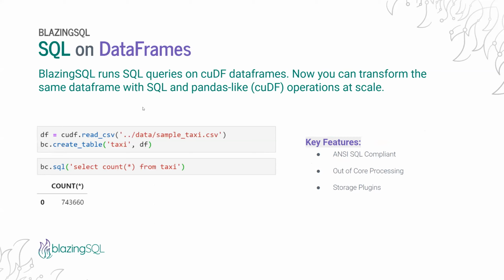BlazingSQL is SQL on data frames. So that same data frame that we showed off previously, we can also just pass as a table.